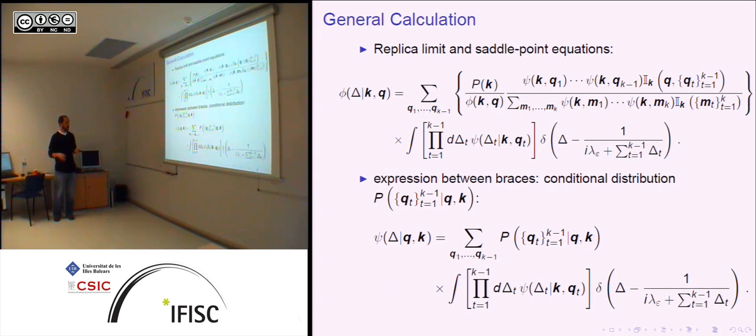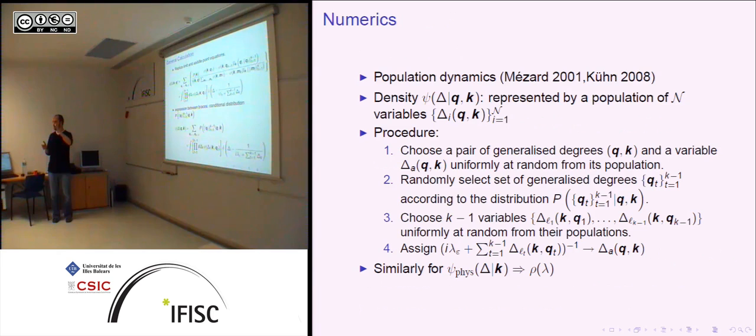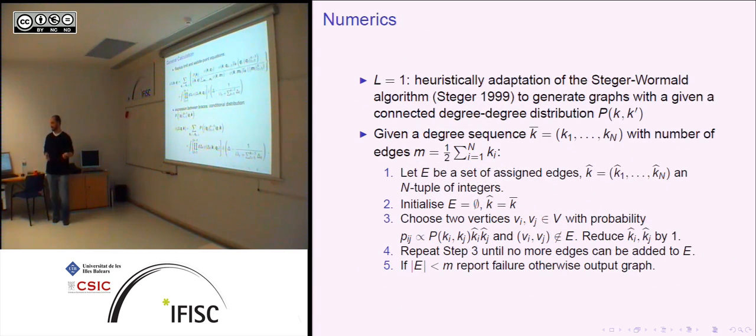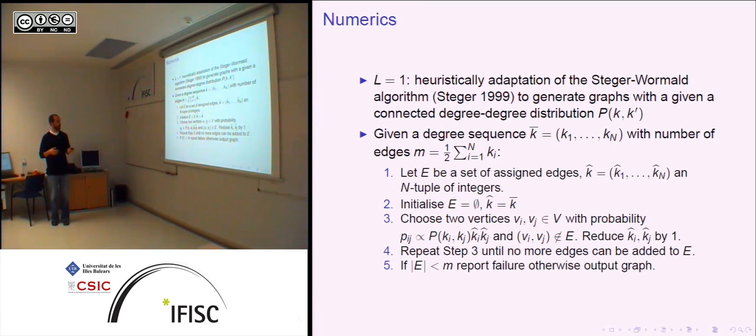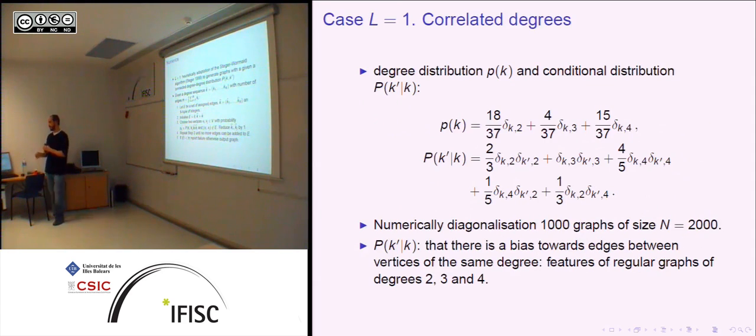There is a way to solve numerically this set of equations, a technique called population dynamics. I'm not going to explain that for lack of time. But in principle, we solve this set of equations numerically, and for a given graph ensemble we also take some graphs, analyze them numerically and compare results. To generate graphs, we use the Steger-Wormald algorithm, adapted so that we have a given degree distribution. This is very easy.